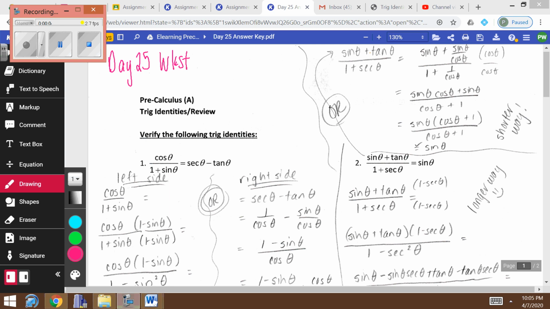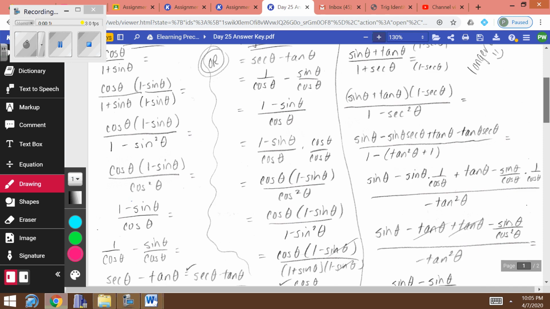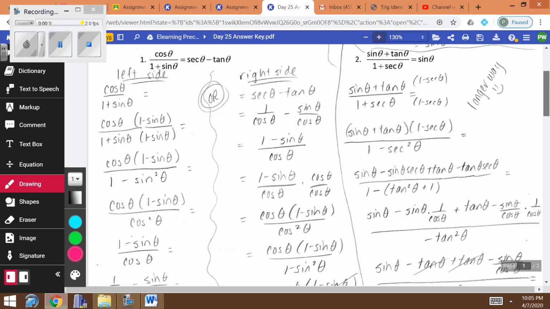So this is the day 25 worksheet. This is the PDF of my answer key. I thought I would talk through the ones that I didn't talk through in my previous video. So I talked through number one. Again, we went through that there were a couple different ways that you could do it. Same holds true for these.